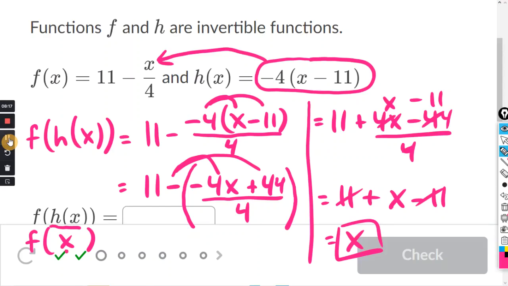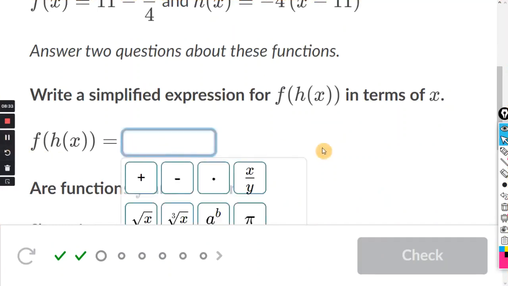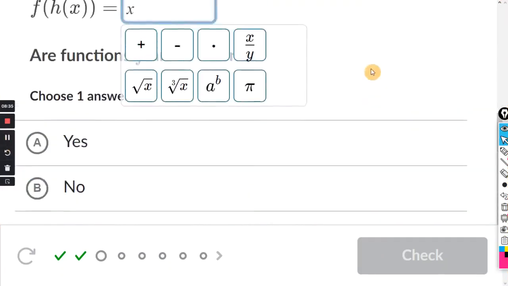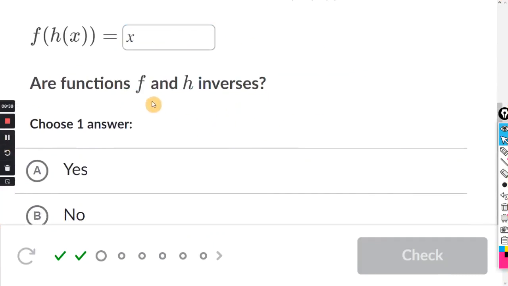Perhaps an easier way to do this, since this is negative times negative, we could have made this positive right off the bat, and then distributed positive 4x. We would have got the same thing. So f of h of x is just x. That's it. And now, are functions f and h inverses? Yes. As long as you get x, the answer is yes.